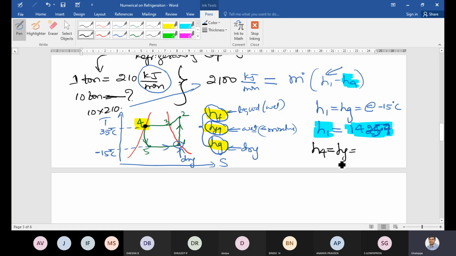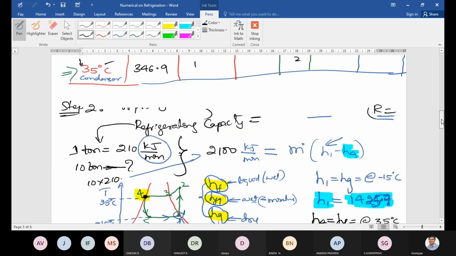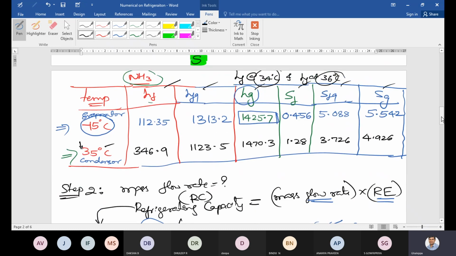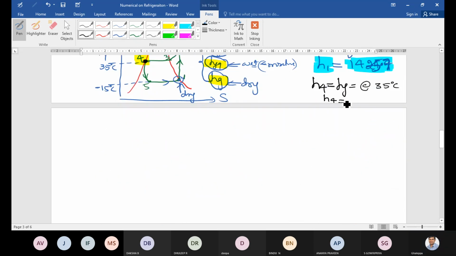At what temperature? 35 degrees. Very good. At 35 degrees Celsius. So how much is the value of H4 now? So you tell me the values. So 35 degrees is the second row, and HF you have taken. So 346.9. So that value right here, 346.9.